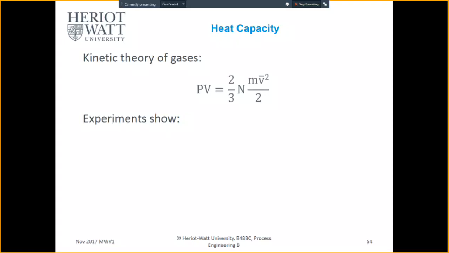So, PV equals 2 over 3, the number of particles multiplied by m average velocity squared over 2. Your mv squared over 2 is basically the kinetic energy of your particles, and N is the number, so you can calculate the exact kinetic energy of your particles. Hence, you can calculate the volume and the pressure, because pressure and volume are a result of the particles moving around, jumping around, hitting the side of your container.